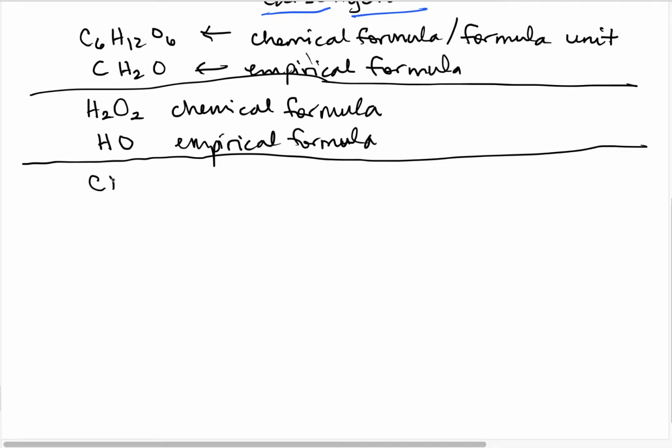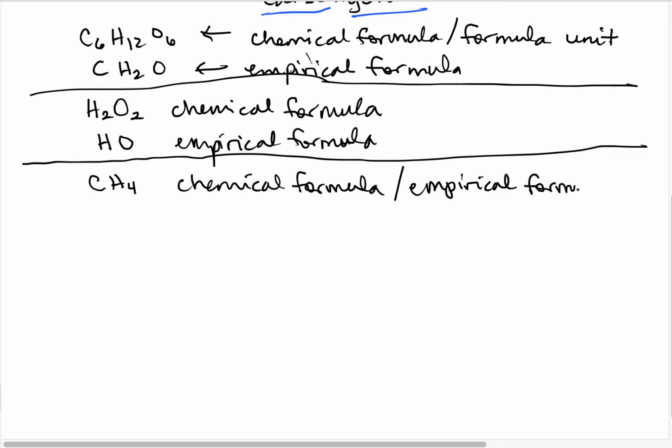So, for example, if we look at methane, it's got 1 carbon, it's got 4 hydrogens. There's no smaller ratio that we can find that's going to give us this 1:4 ratio. And so in this case, the chemical formula and the empirical formula are the same, and that sometimes happens. So how can we know if it's going to happen?